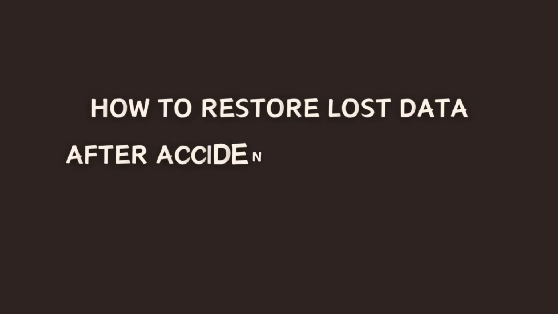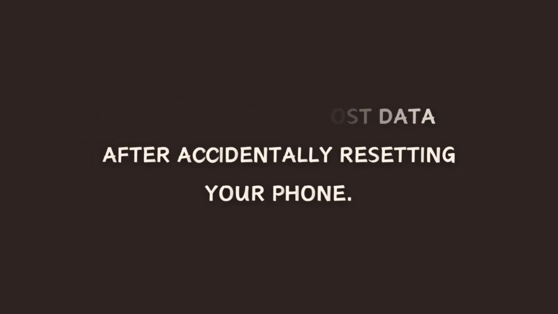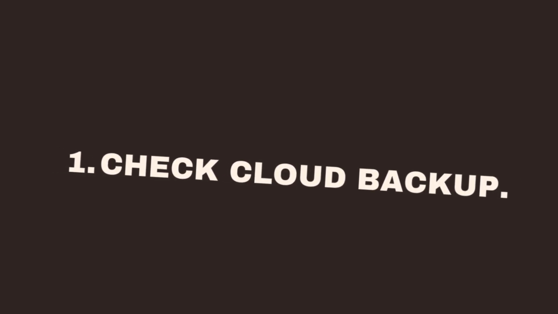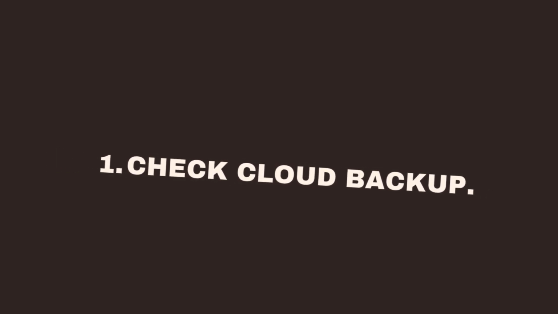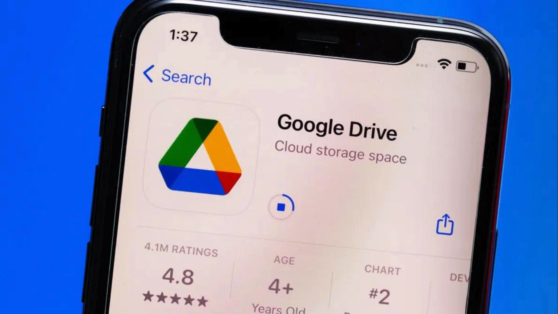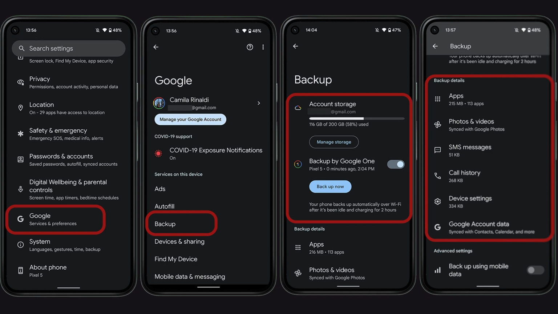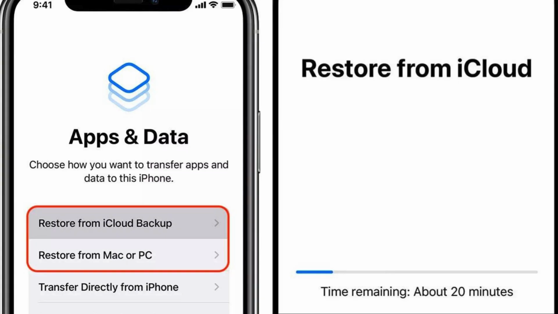How to restore lost data after accidentally resetting your phone. If you've accidentally reset your phone and lost data, here are some steps you can take to attempt data recovery. 1. Check Cloud Backup. If you had cloud backup services enabled on your phone, such as Google Drive for Android or iCloud for iPhone, check to see if your data was backed up. You can usually restore your data during the initial setup process after a reset.